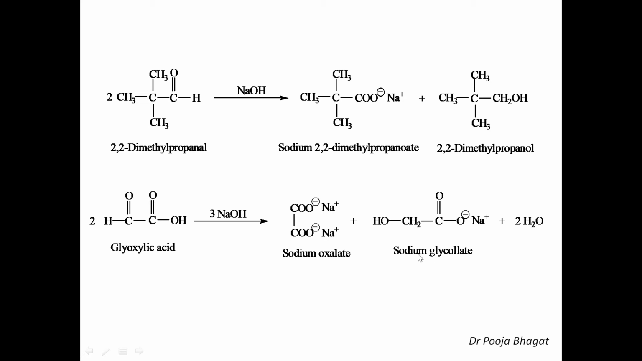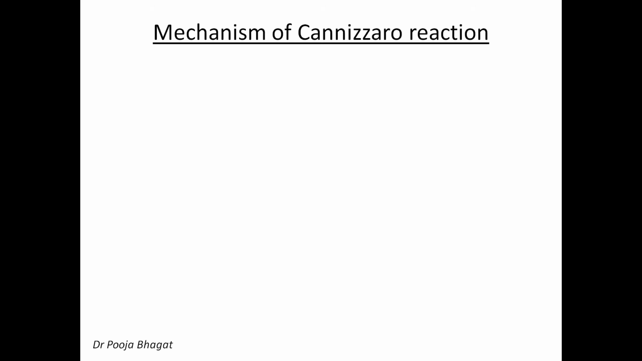So the name of this compound is sodium glycolate. These are a few examples of the Cannizzaro reaction. Now we'll discuss the mechanism. So what is the first step?